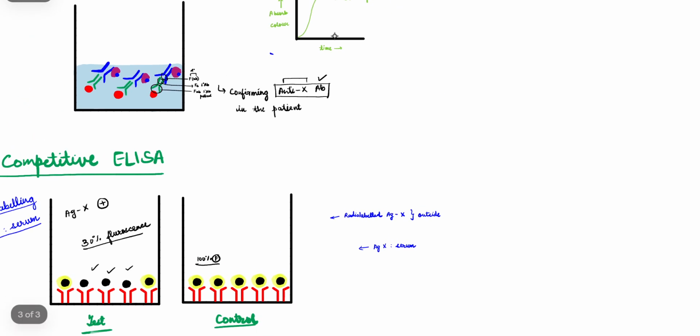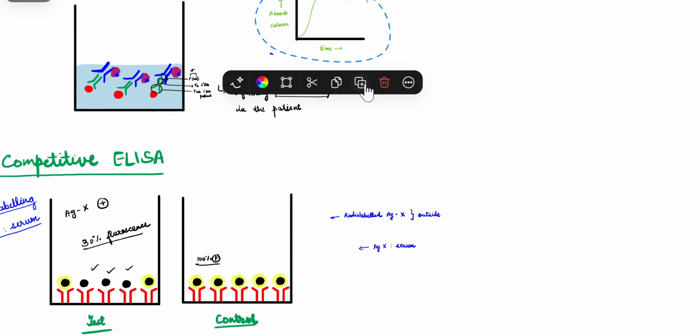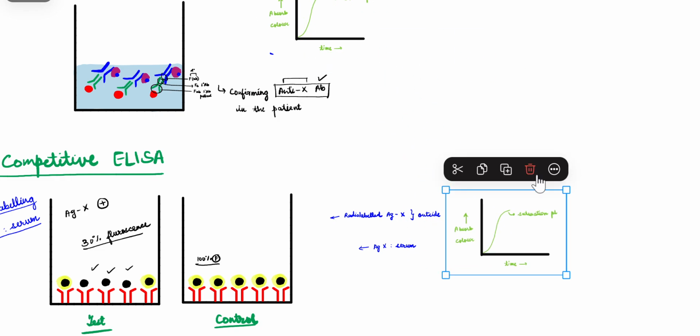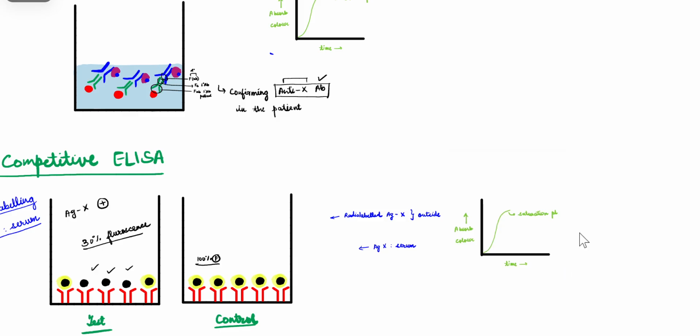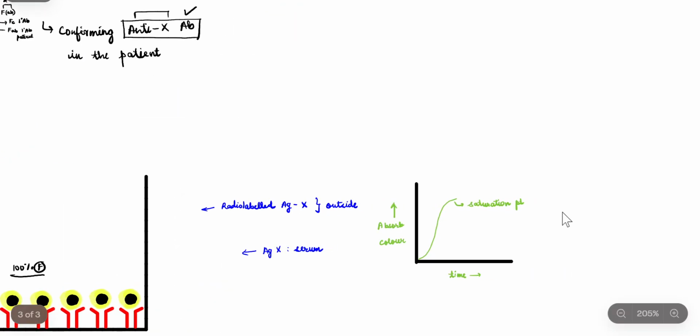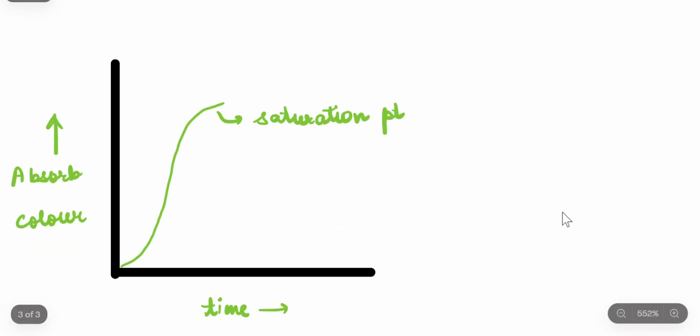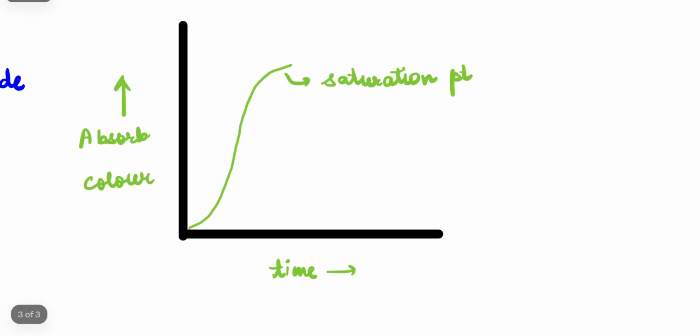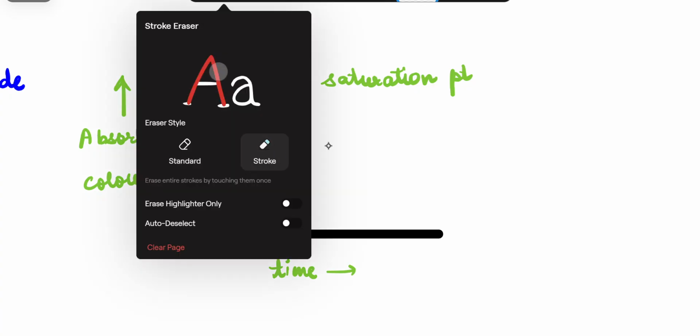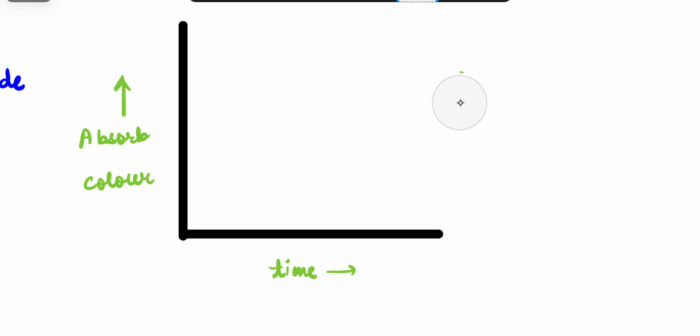If I try to draw this here, my graph for competitive ELISA will change, because here with time the fluorescence has to decrease. And why does it have to decrease? It has to decrease only because the normal antigen is bound and the radio labeled antigen is removed. So with time my fluorescence will decrease.